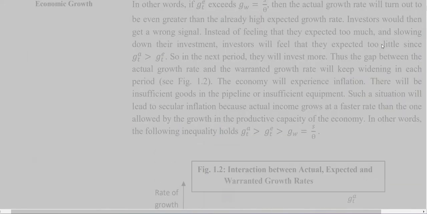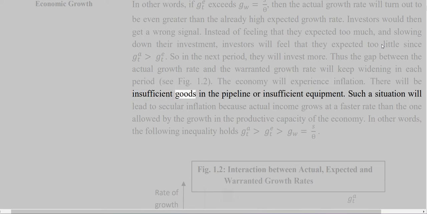Economic growth, in other words, if the expected growth rate exceeds the warranted growth rate, then the actual growth rate will turn out to be even greater than the already high expected growth rate. Investors would then get a wrong signal. Instead of feeling that they expected too much and slowing down their investment, investors will feel that they expected too little. So in the next period, they will invest more. Thus, the gap between the actual growth rate and the warranted growth rate will keep widening in each period, see figure 1.2. The economy will experience inflation.